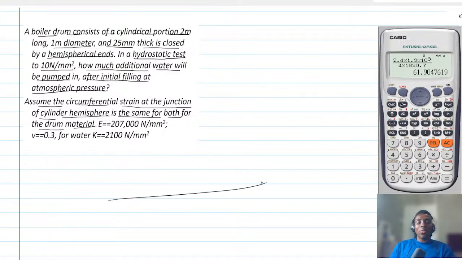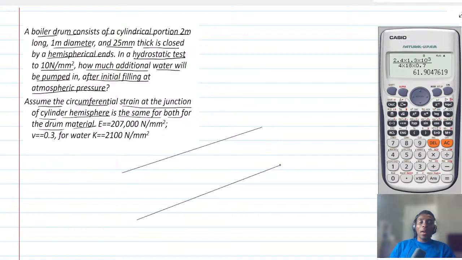So think about this. You have something like this, and then you have another one here, and then let's say that this is like a cylinder, and then you want to close it with what? Hemispheres.